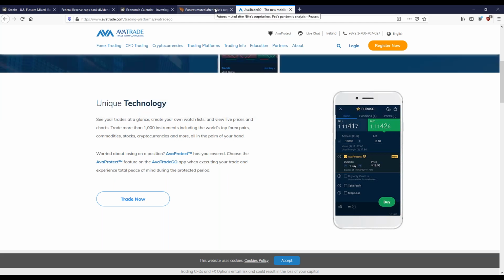It's a nice tool. And the AvaProtect feature, specifically on the AvaGo app, allows you to pick some time periods, whether it's by the hour or by the day, to protect against any losses during that covered time period. And they're added back to your account, and you just pay an upfront premium for that coverage, for that protection. So it's a nice feature you can check out. If you have any questions about it, speak with your account managers.